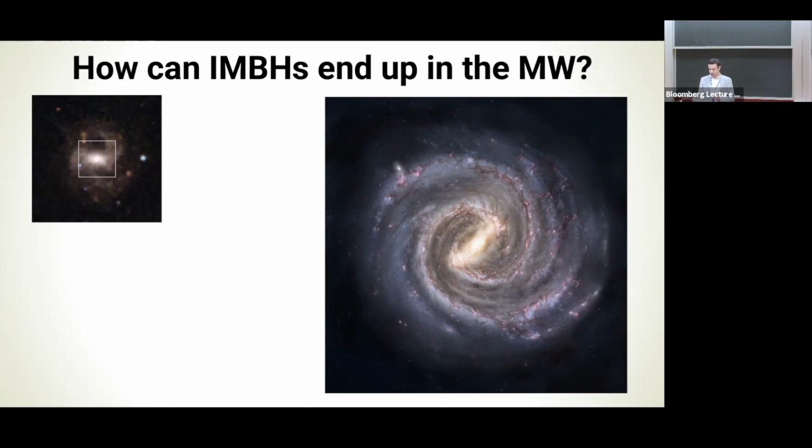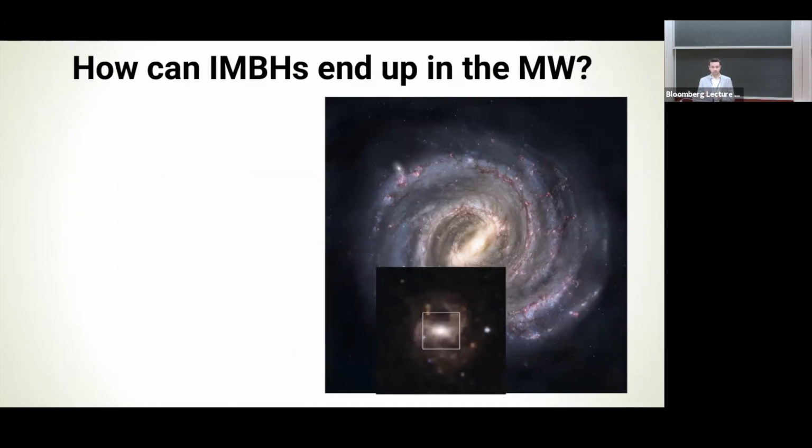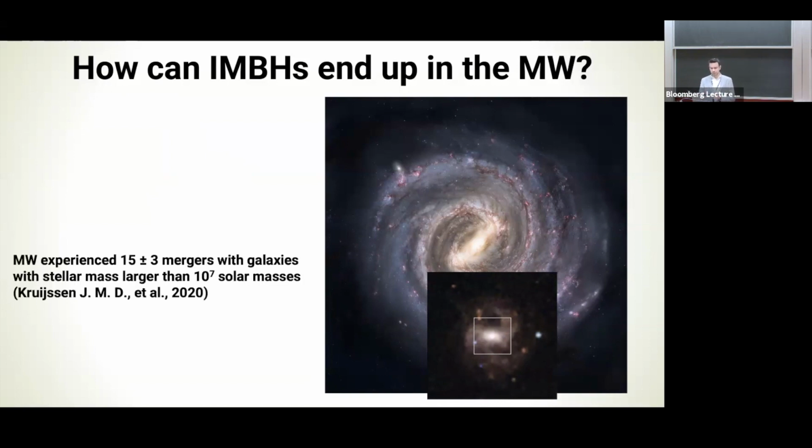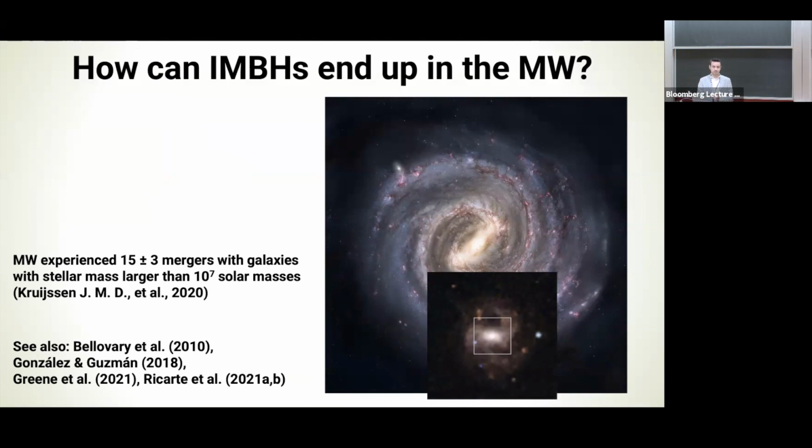It doesn't really matter. So as I was saying, there are different models for how intermediate mass black holes can be created or led into the Milky Way. In particular, we focused on one of the propositions: a dwarf galaxy that contained an intermediate mass black hole at the center, at some point merged with the Milky Way galaxy. For that reason, the intermediate mass black hole is still wandering in the Milky Way itself. The Milky Way should have experienced about 15 mergers with galaxies with stellar mass larger than 10 to the 7. And there are also several recent papers that are studying the possibility of having intermediate mass black holes or even some supermassive black holes that are just wandering in the Milky Way galaxy itself.